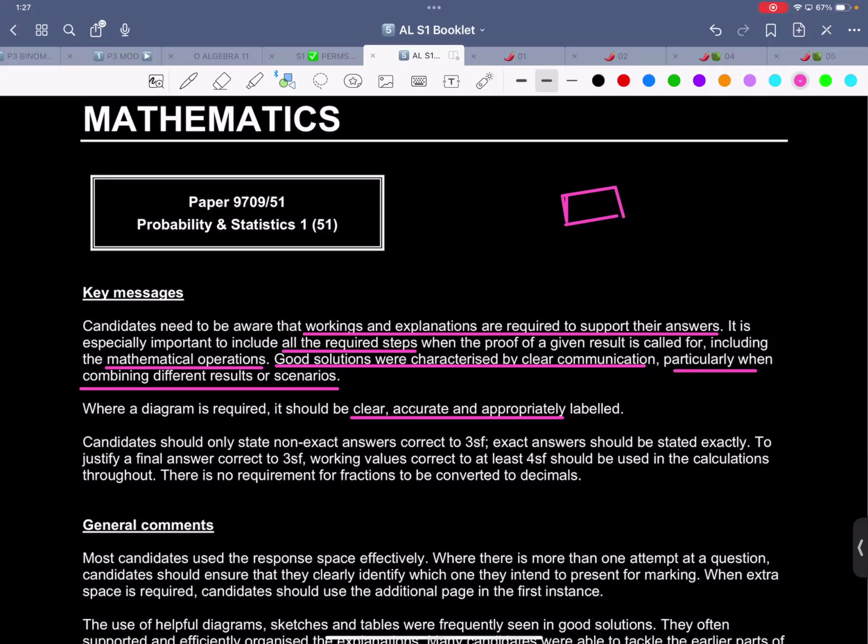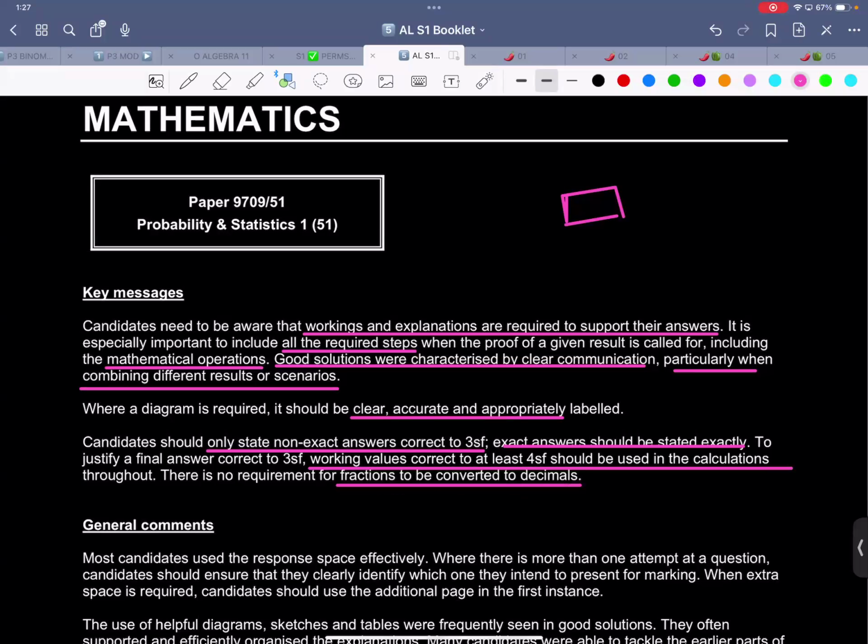Candidates should only state non-exact answers correct to 3 SF. Non-exact. Exact answers should be stated exactly. That is obvious. To justify a final correct answer to 3 SF, working values correct to at least 4 SF should be used in these calculations. When they say at least, that means that value is included. So let's play it safe. We will work a level of accuracy more. We won't overdo ourselves.